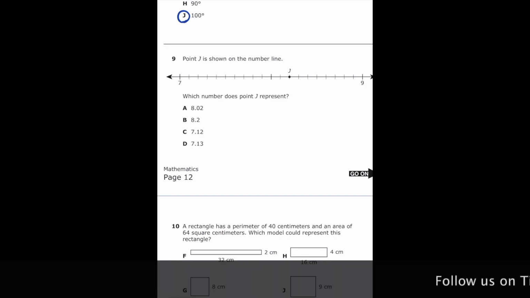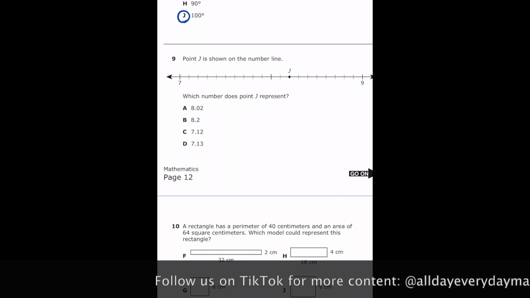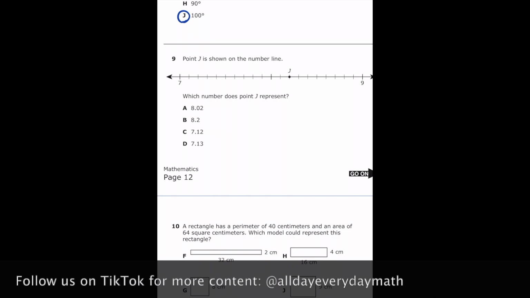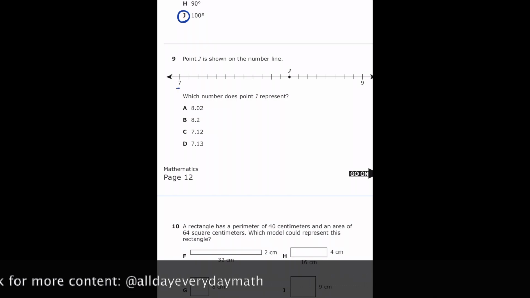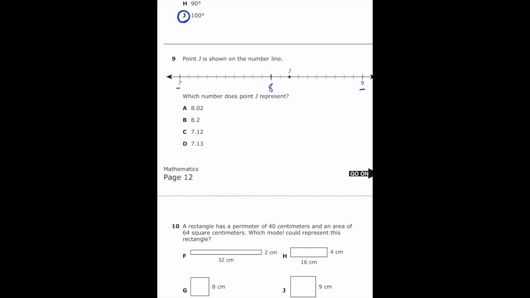Number 9, point J is shown on the number line. Which number does point J represent? So we have 7 over here to the left, we have 9 over here to the right, and this bold line right here should be the number 8, because that's right in between 7 and 9. And it looks like we have about 10 little tick marks in between each number. So I'm guessing we're counting by tenths. Let me go ahead and check that.